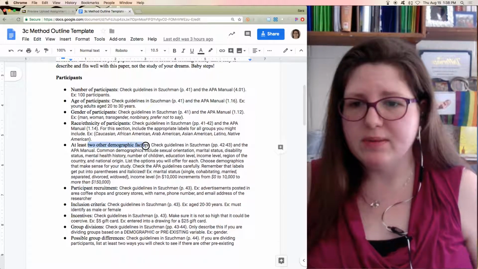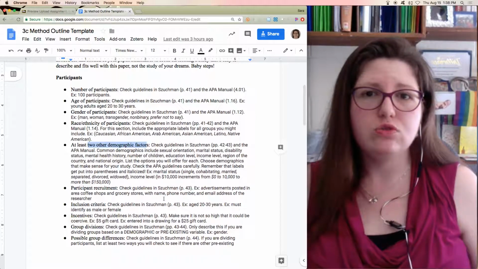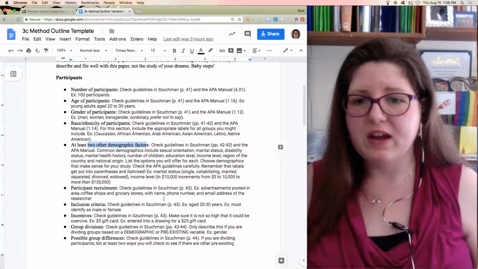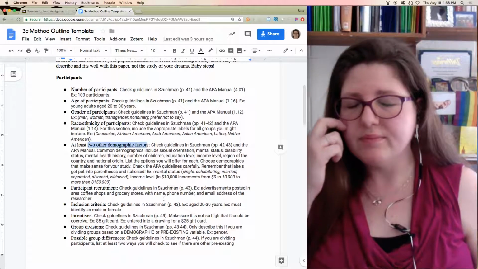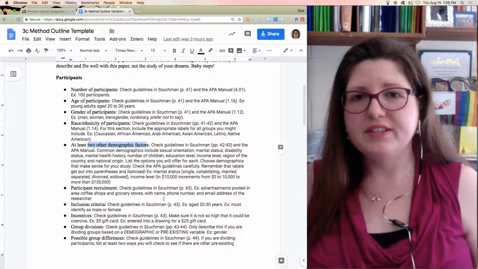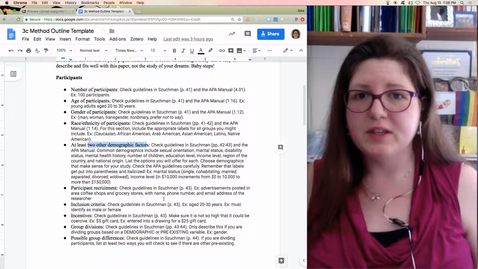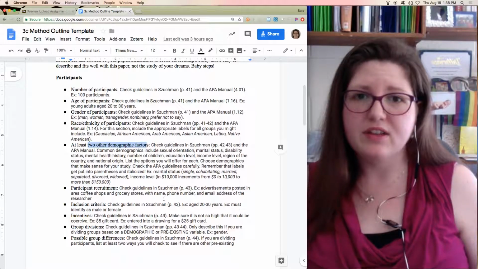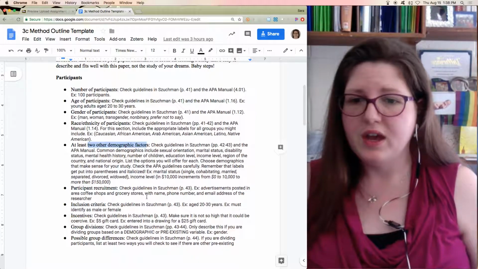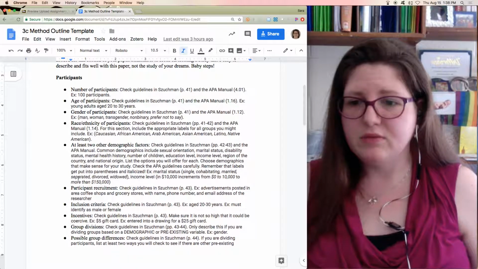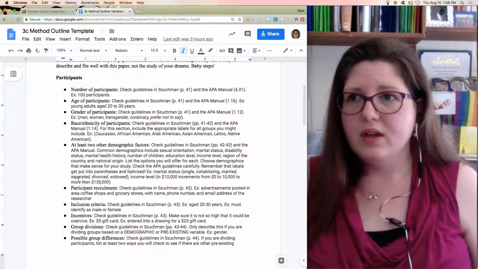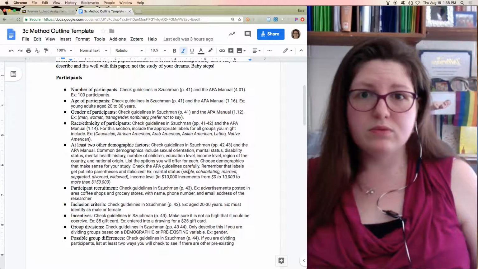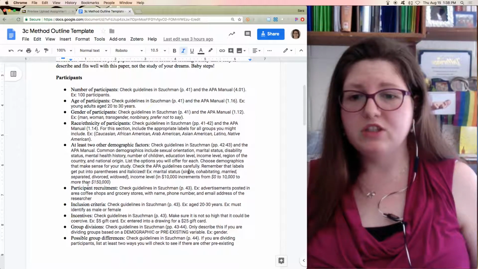At least 2 other demographic factors. So pick 2 things to write about, to measure. And these may be things that are related specifically to your research question. They might just be other things that you think could be relevant. So marital status, you might write that. If you're studying something dealing with relationships, you would certainly want to know marital status.